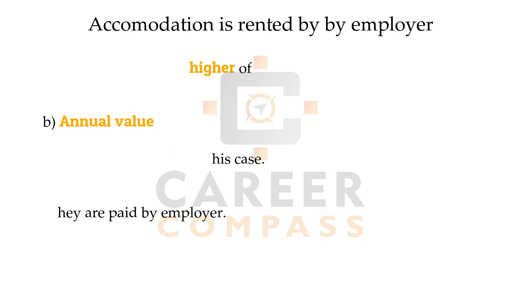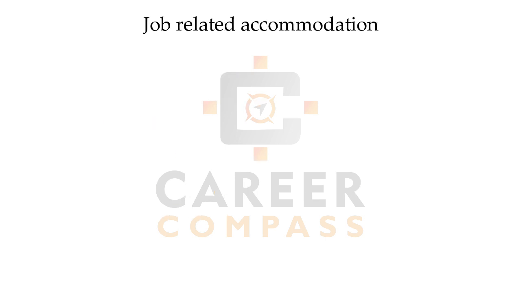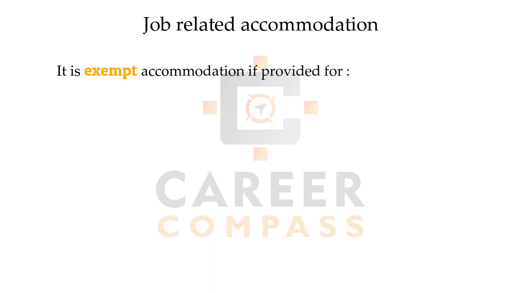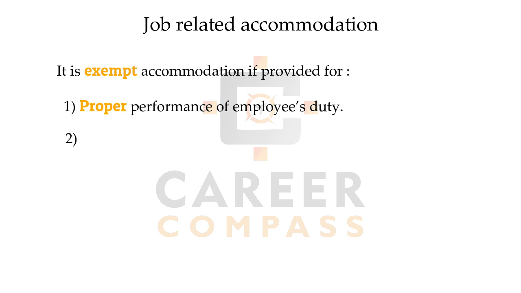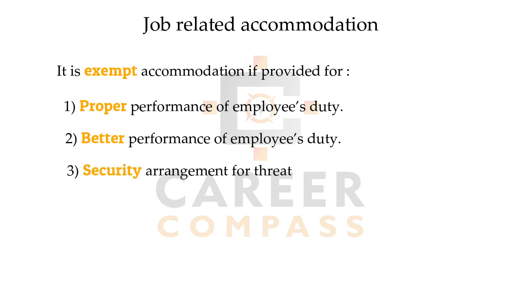Now students, the next concept is, if the accommodation given is job related, then it will be an exempt benefit. But students, you must have a question: sir, what is the meaning of job related accommodation, right? Any accommodation given for the proper or better performance of the employee's duty, we can say it's job related accommodation. And accommodation given for security reasons will also be considered job related. So here students, the accommodation benefit is completed.